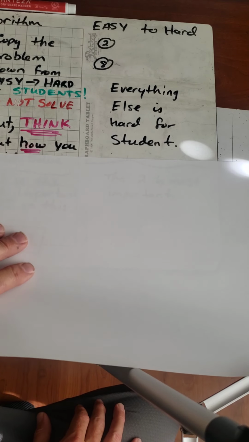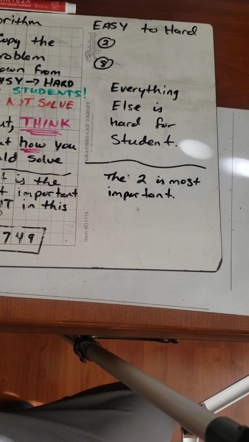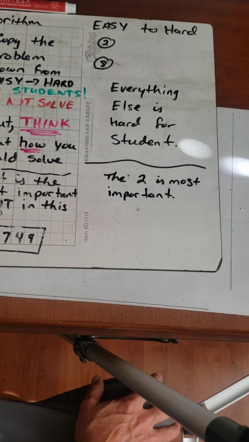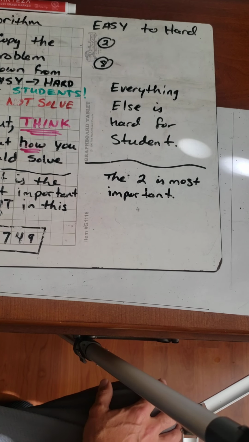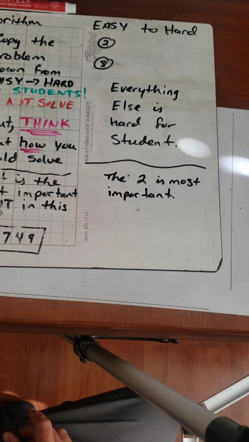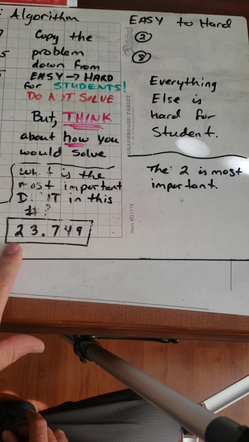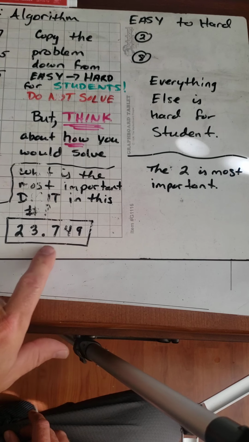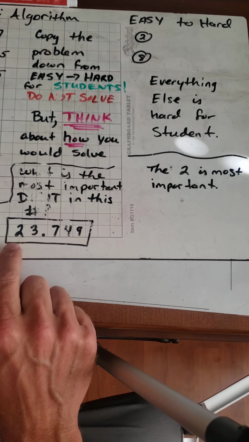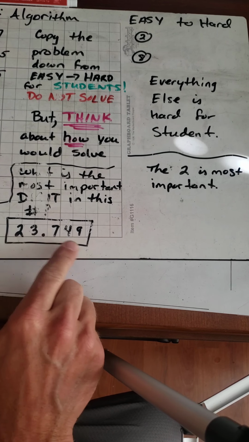And then the last question was, which digit is the most important digit? And the number 2 was the most important digit. So the number was 23.749. And the number that has the biggest effect on this number right here is the 2. If you change any other number to something else, it doesn't change the value very much. But what I mean with that is you change this 2 to a 3, right? You've changed the value of this number a lot.